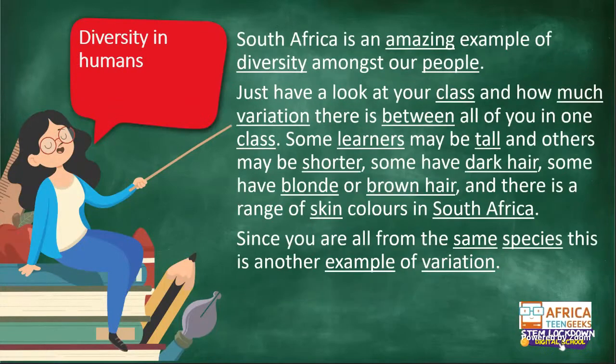South Africa is an amazing example of diversity amongst our people. This is where it becomes really obvious. Just have a look at your class and how much variation there is between all of you in one class. Some learners may be tall and others may be shorter. Some have dark hair and some have blonde hair or brown hair. And there is a range of skin colors in South Africa. Since we are all from the same species, this is another example of variation. We are all Homo sapiens, but we differ quite a lot.